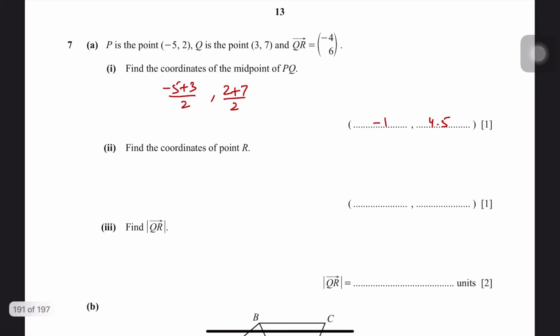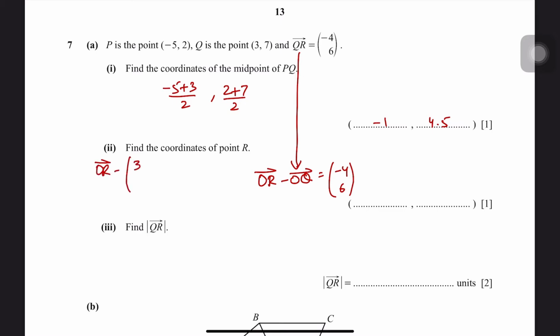Find the coordinates of the point R. So now I'm given this vector. Now we've learned about breaking down vectors, so I can break this down into OR minus OQ. OR and OQ are position vectors. Position vectors are basically coordinates. So as long as I find OR, I'll be fine. OQ is 3, 7, and minus 4, 6. This gets added when it's on the other side, so minus 4 plus 3 gives me minus 1, and 6 plus 7 gives me 13.